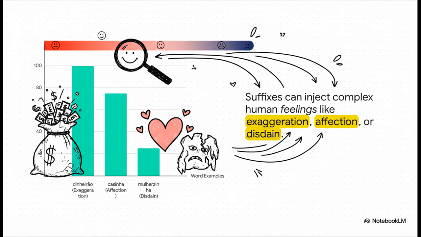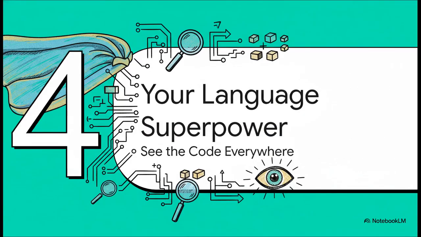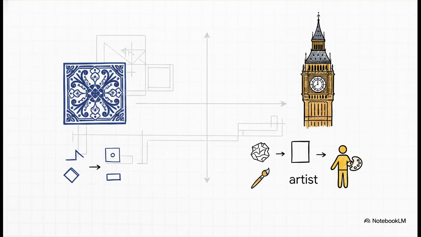It's incredible. So why does any of this matter? Because understanding this stuff, this process of derivation, isn't just some boring grammar lesson. It's like you're gaining a new superpower. Seriously, once you start to see this hidden code, you're going to see it everywhere, in every single sentence you read or hear. And this is not some weird quirk of the Portuguese language. No way. English is built on the exact same system.